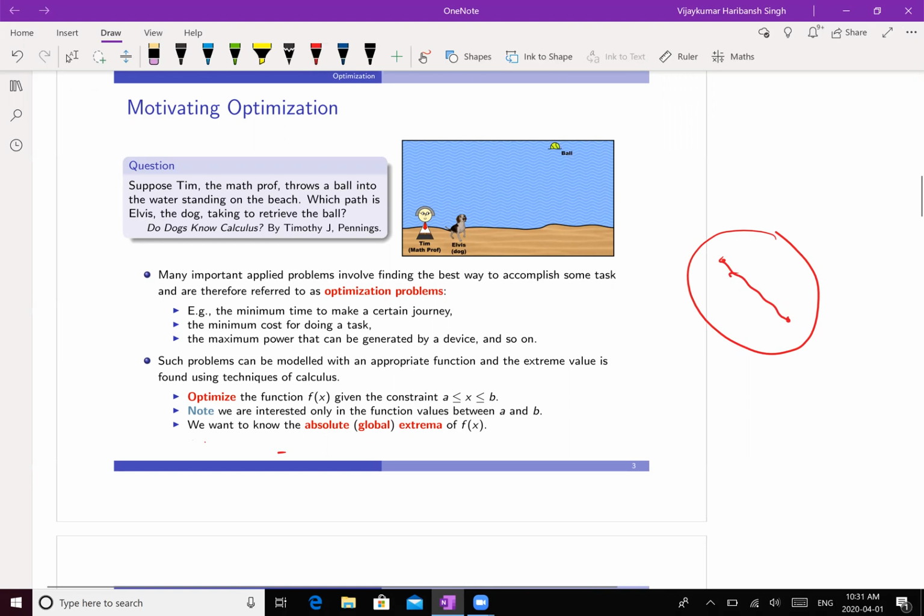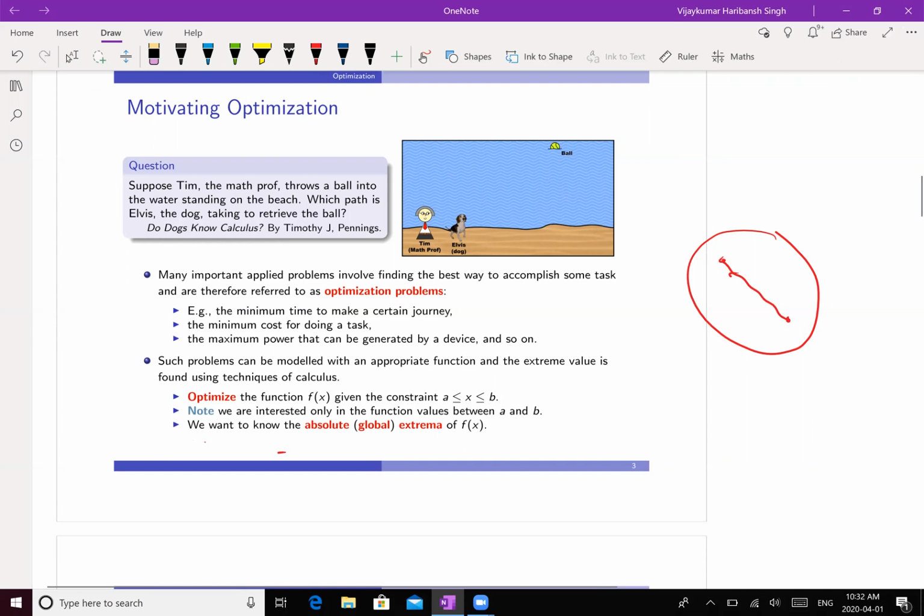Say, for example, finding the minimum cost of doing a task. That is also an optimization problem. Finding the maximum power that can be generated by a device, that is an optimization problem. Or, for example, a plane. What is the best way of going from A to B using a plane, but with a minimum amount of fuel? That is also an optimization problem.